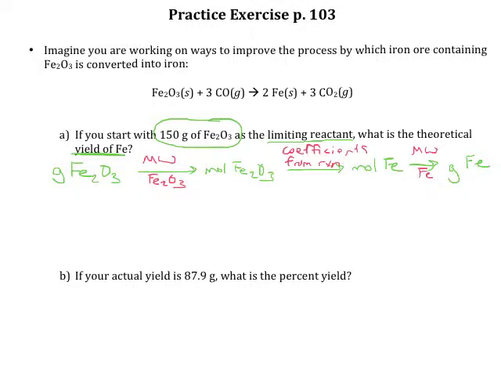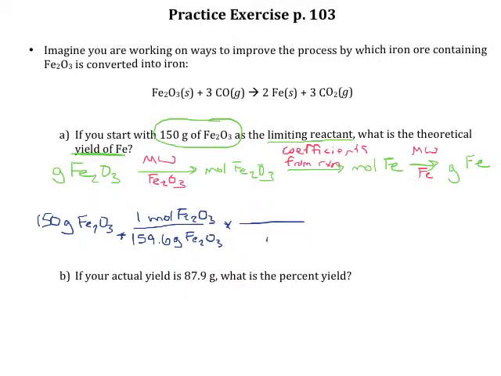So now that I understand what the process is going to look like, I can go ahead and start these calculations. I'm starting with 150 grams of iron oxide. I want to cancel out the grams so I can be in units of moles. Calculating the molar mass, I know that 1 mole is equal to 159.6 grams. Remember that we're rounding everything to 1 decimal place. Then I'm going to cancel out my moles of iron oxide because I really just want moles of iron.